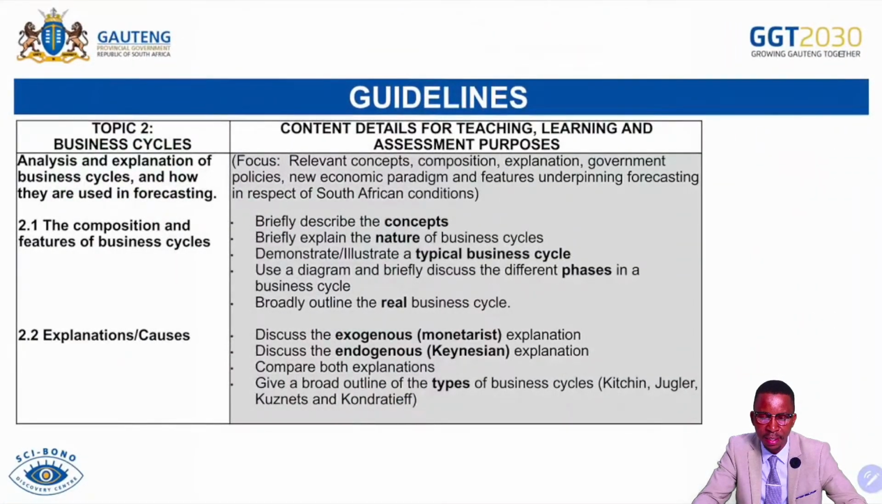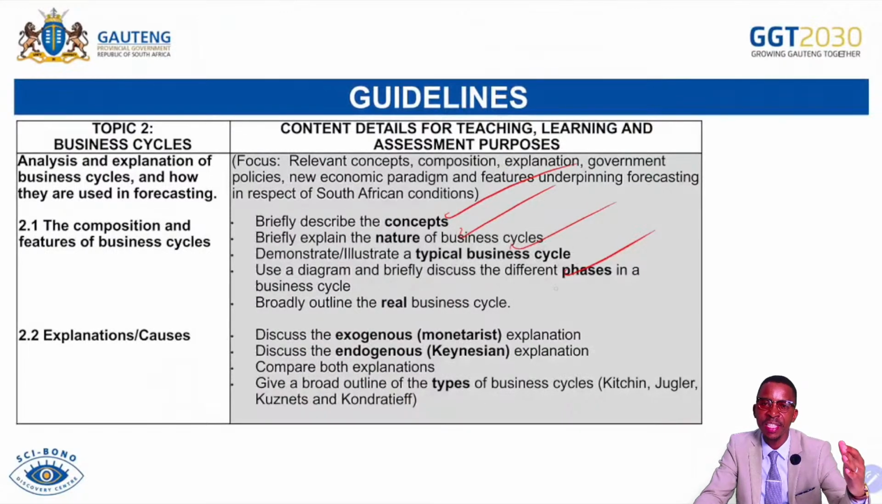Then we have the business cycle. Here it is important that you know the composition of the business cycle: the basic concept, the nature of the business cycle, the typical and the actual or real business cycle. You must be able to give the difference between the phases of the business cycle: recession, depression, recovery and prosperity. Know what is happening in recession that is not happening in recovery or prosperity.